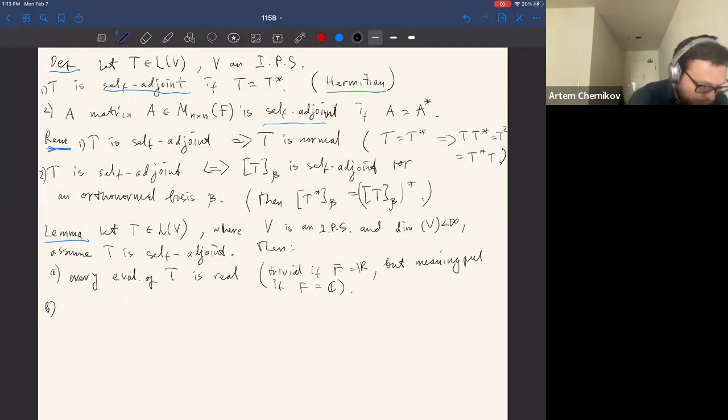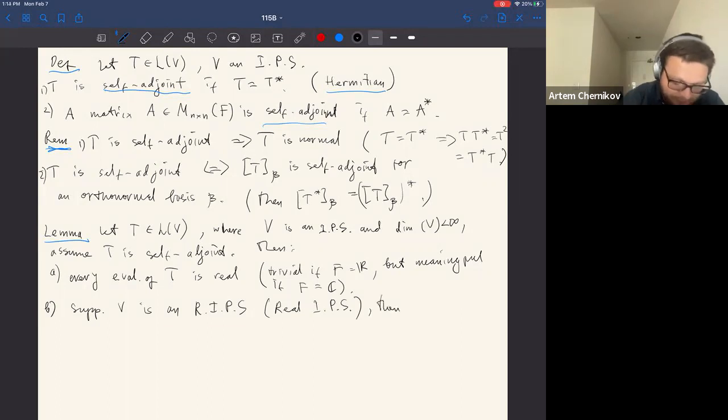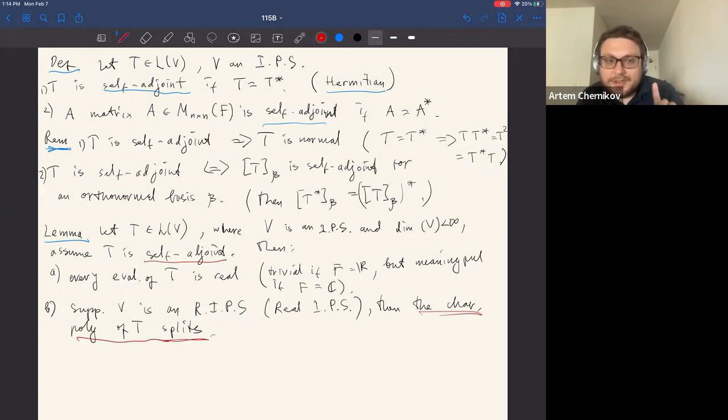And part B, so suppose that V is a real inner product space. So if V is a real inner product space, then the characteristic polynomial of T splits. Okay, so we get the desired conclusion. If T is self-adjoint, then the characteristic polynomial splits, even if we are working over the real numbers, right? So again, the second part B, we know it's trivial over the complex numbers, because over the complex numbers, every polynomial splits. But over the real numbers, this is non-trivial, right? It's not automatic. So this is where we use self-adjointness as opposed to just normality. This is the extra that we need to get the theorem over the real numbers. All right. So this is the lemma.